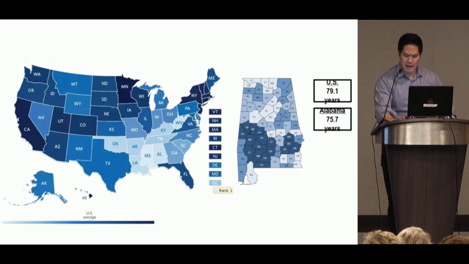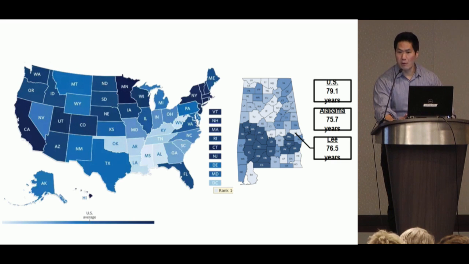In general, sales tax is highly regressive, and Alabama has one of the highest levels of income inequality in the US. So again, I'm at Auburn University, which is in Lee County. And Lee County is not doing too badly, at least compared to the rest of the state. But notably, life expectancy is still lower than the US average. But look at Macon County, which is right next door to Lee County, where life expectancy is almost 4 years less.